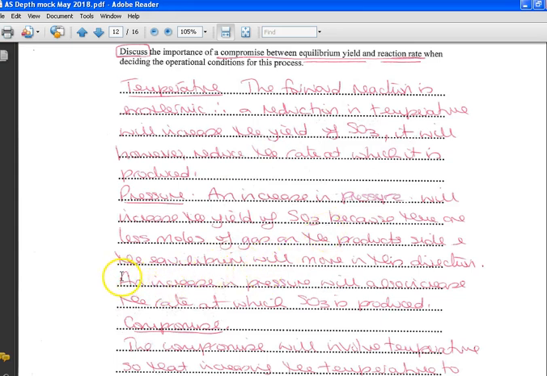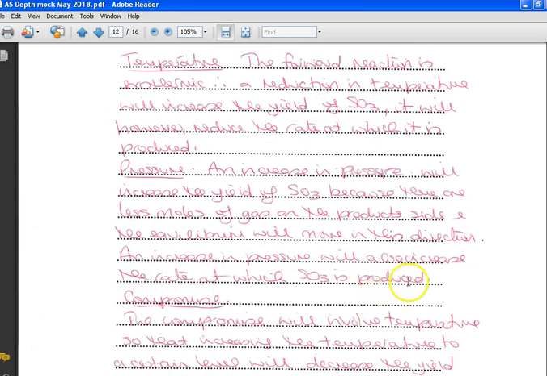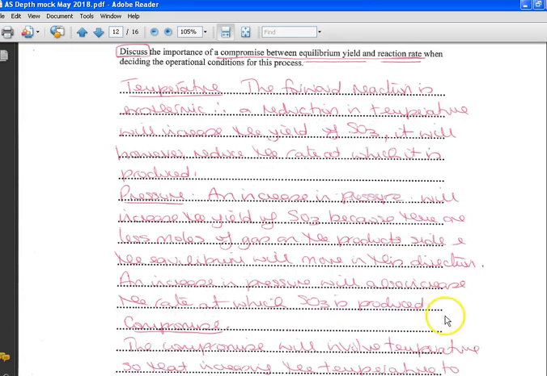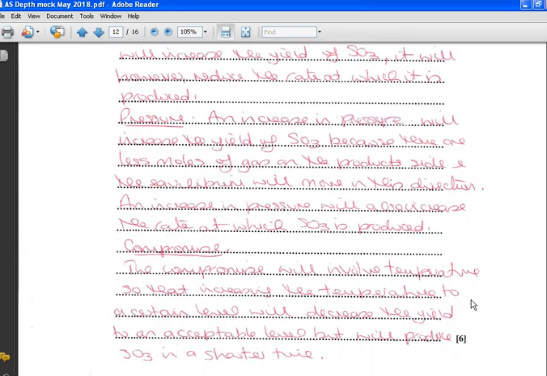I don't think anybody picked up on the fact though that if you increase pressure, you will also increase the rate. Nobody mentioned that. You all talked about the safety aspects of it, but they're not really asking about that. They're saying explain the conditions that could be used to obtain the maximum equilibrium yield. So they've not asked about any limitations of pressure or anything. So you will increase the rate if you increase the pressure. So that should have been mentioned.